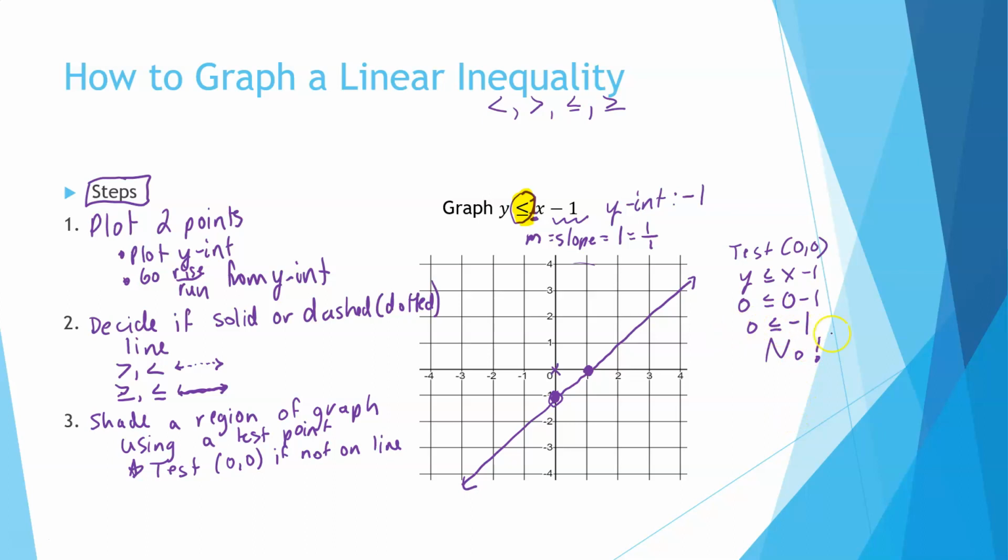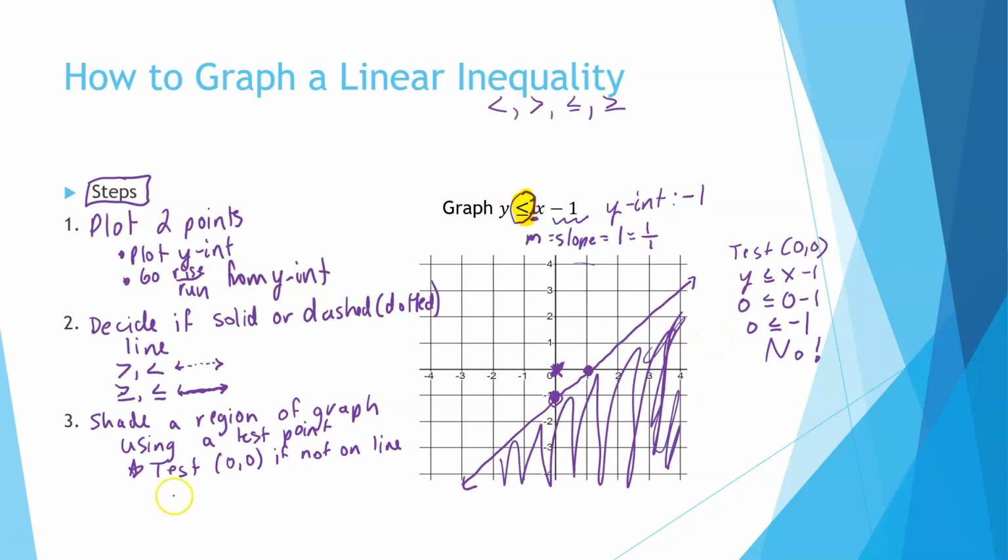That means 0, 0 is not a solution to the graph, which means I do not want to include it in my picture. We just said we were trying to shade a side, so if this point is not included, that means this whole top section is not included. And if the top is not included, that means the bottom part is. So I would shade the other side.